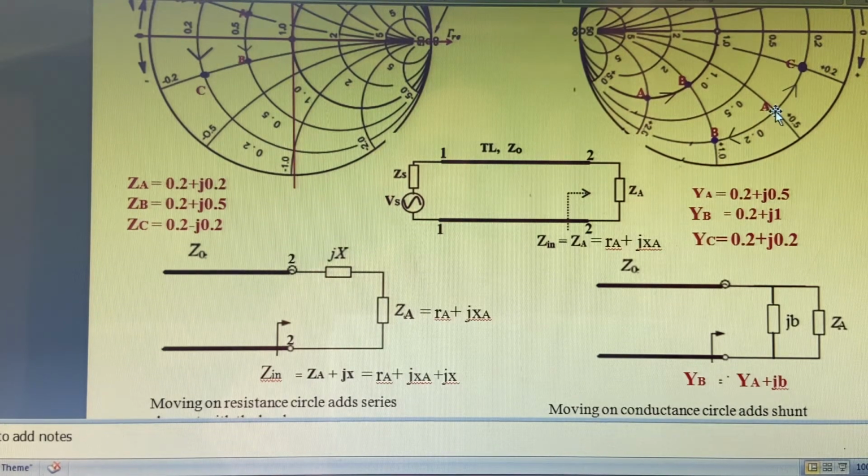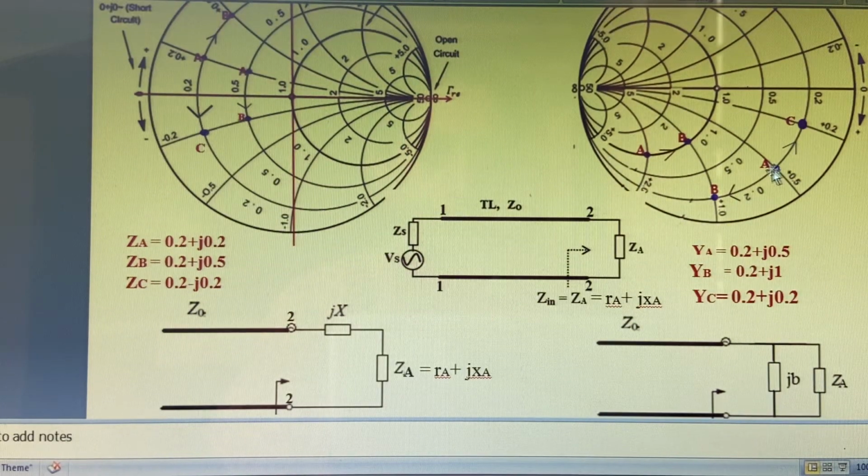If you move on the conductance circle in the anti-clockwise direction, that adds an inductor in shunt. Similarly, if you move on the conductance circle in the clockwise direction, that adds a capacitor in shunt. So you can move over the conductance circle from the existing point in either direction, and that adds a shunt element. It may be a capacitor or an inductor, based on which direction we are moving from the existing point.